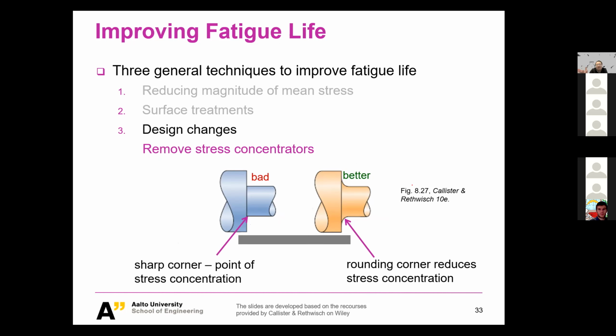So the third one is to avoid sharp corners. That's the stress concentration area. All right, that was about fatigue.